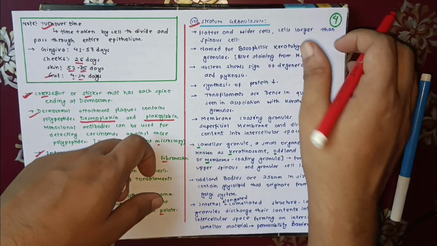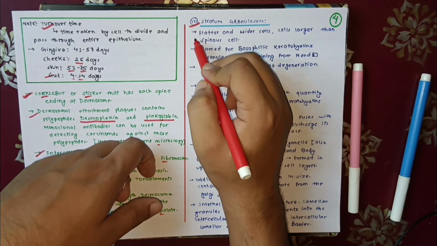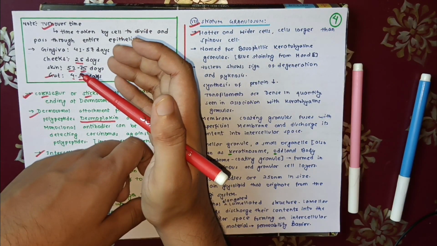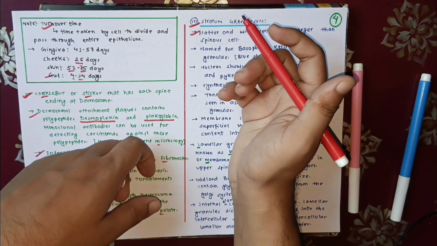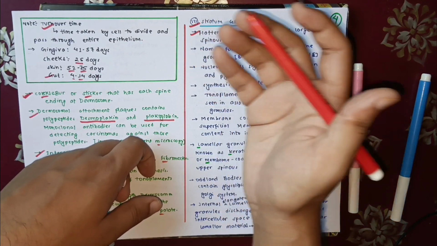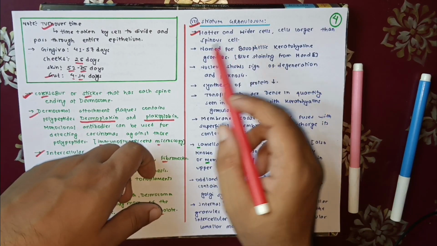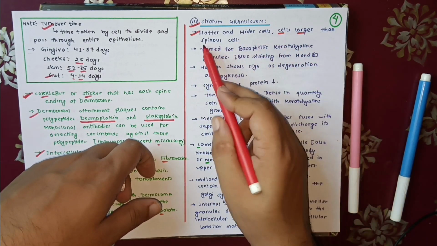Now the stratum granulosum has flatter and wider cells, larger than the spinous cells. The cell in the spinous layer was larger than the basal cell, and the cell in the stratum granulosum is again larger than that of the stratum spinosum. So it is larger than both the spinous layer and the basal layer.